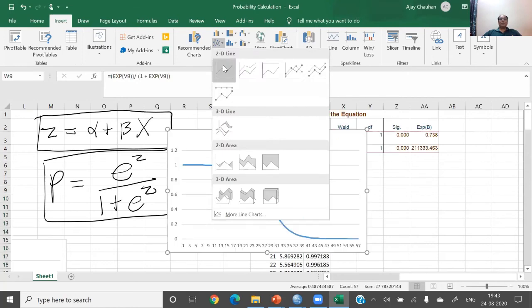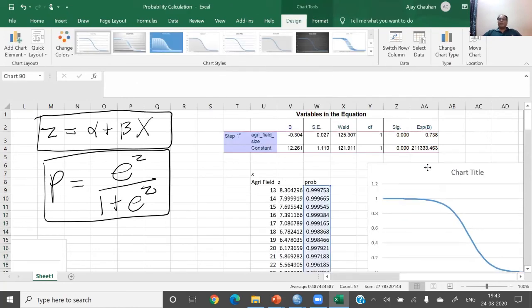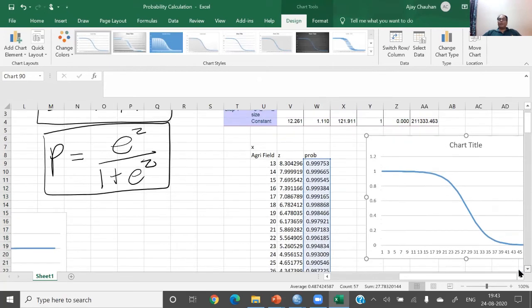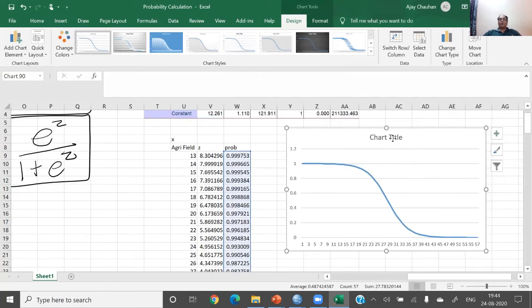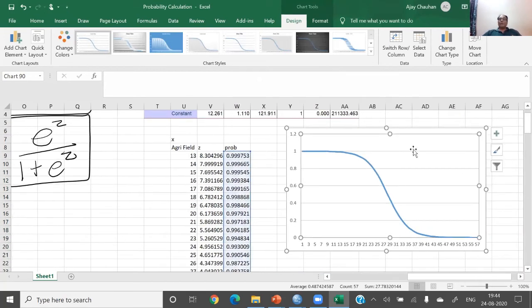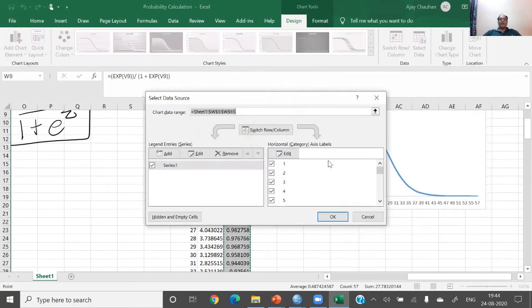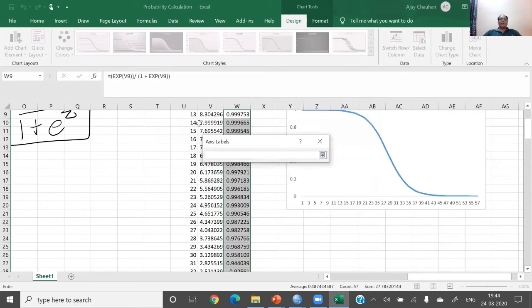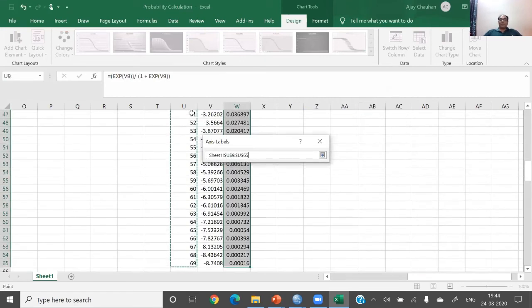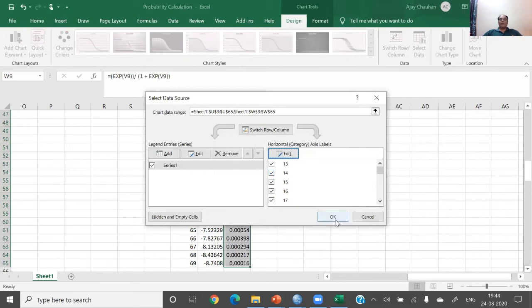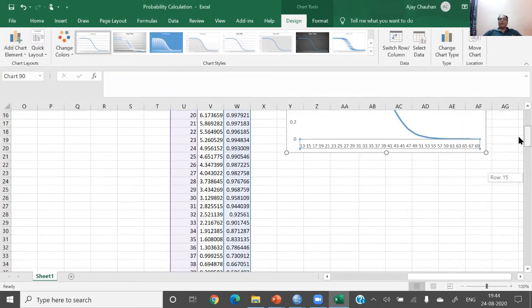So this is my probability curve, and this probability curve you should plot in the research paper. In this probability curve you have to make a few changes. I'm showing you the change. In this probability curve, the x-axis is showing me the wrong figures, so I can change that by clicking select data. In the select data, I edit it and select a range. This is the actual range, and click OK. Now you can see the actual graph. This is the graph which you have to report in the paper.